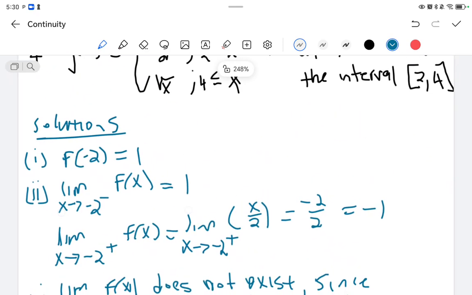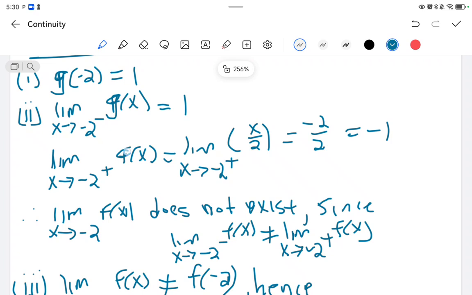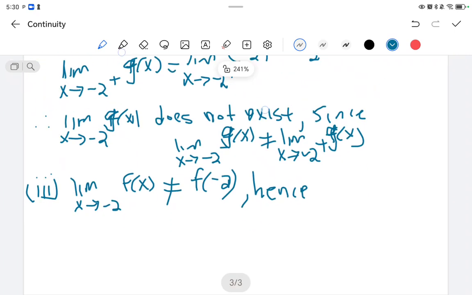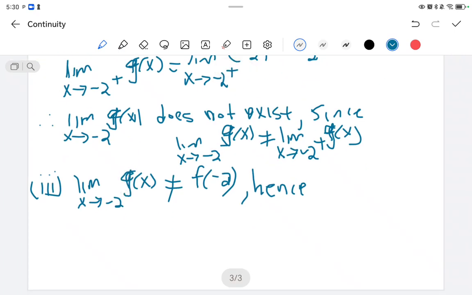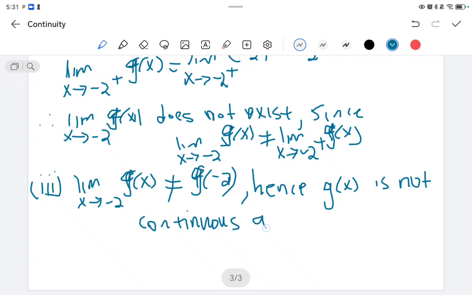was this f of x or g of x? It was supposed to be g of x. Hence g of x is not continuous. This is not continuous at x equals minus 2.